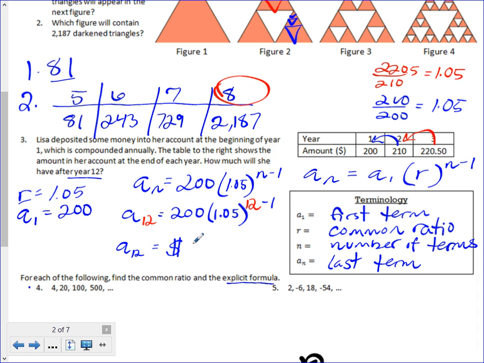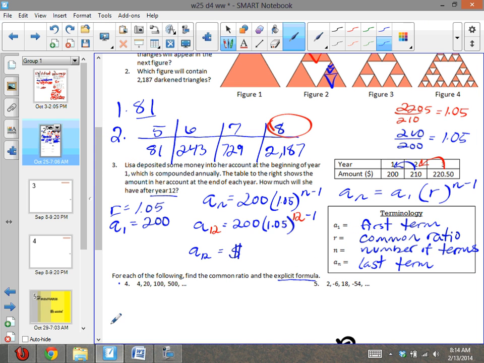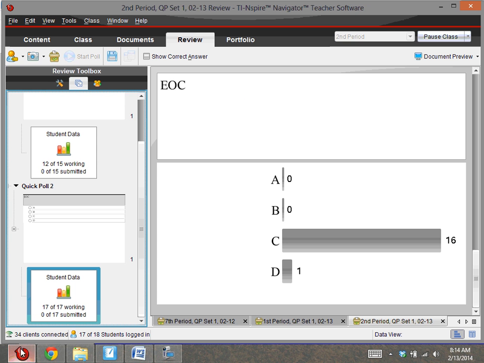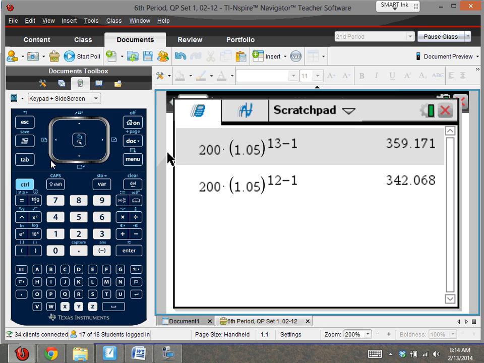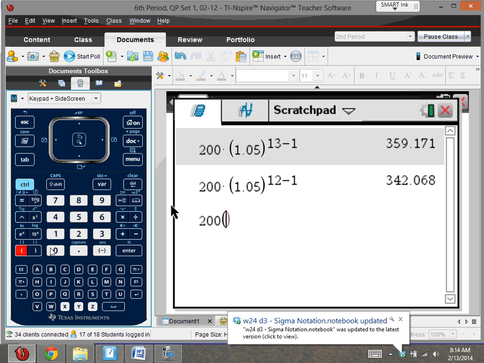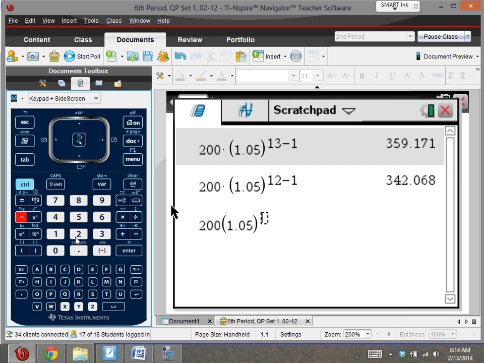Do you need some help typing this into the calculator? The little arrow looking thing, next to the explain. Okay. 200 parentheses 1.05. Use your exponent button, and you can just put 12 minus 1. You could put 11. That'll be a little bit faster if you want to.